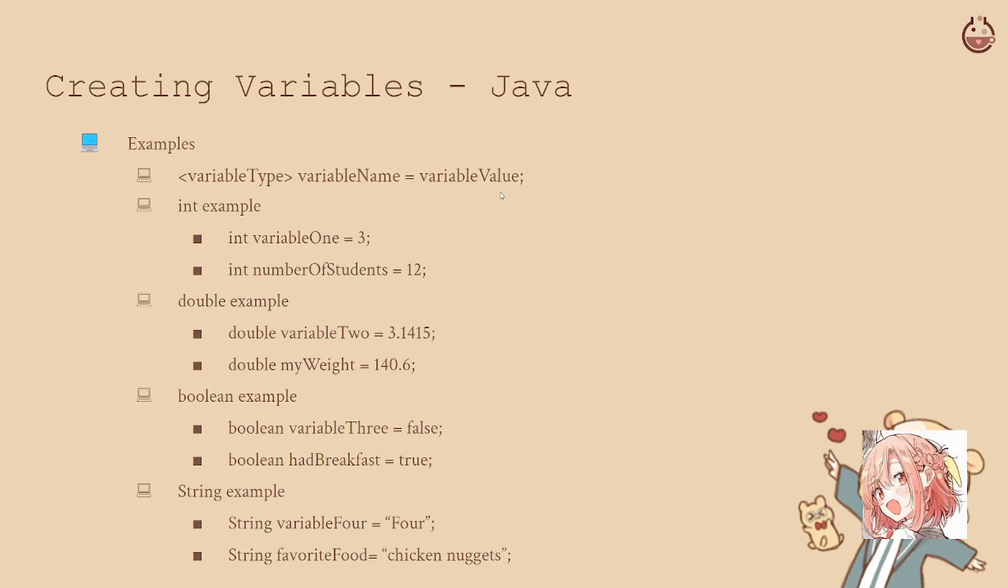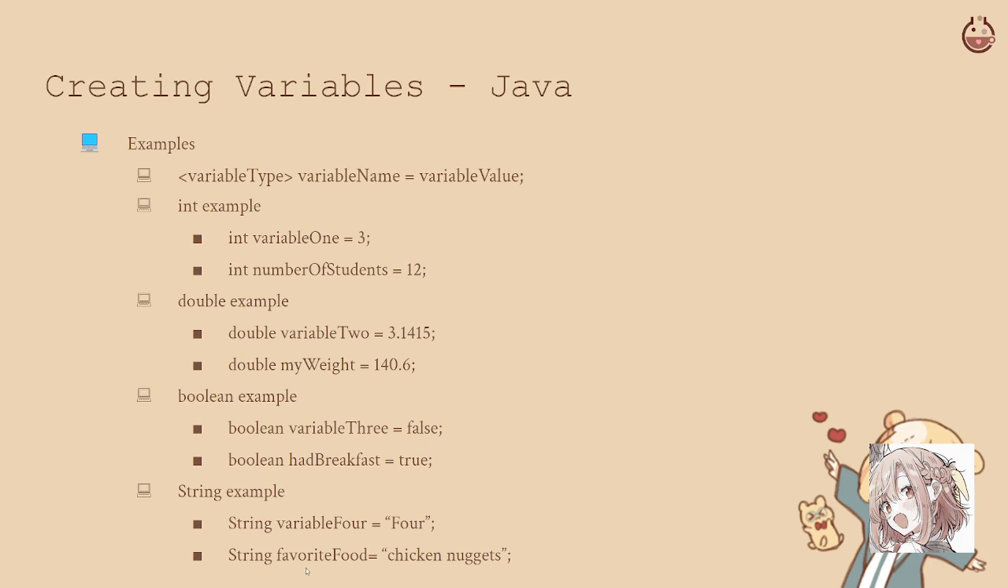Okay, so this is a page with examples of creating variables, because I don't think explaining it is really the most descriptive. You guys should see how it's actually used. So we have int example, double example, boolean example, and string example. As you can see, we have the variable type, which in this case is int. We have the variable name called variable1, and it's equal to 3. So in the future, if we want to reference this variable, we can just say variable1, and then the computer knows it's 3. And same for all of these, really.